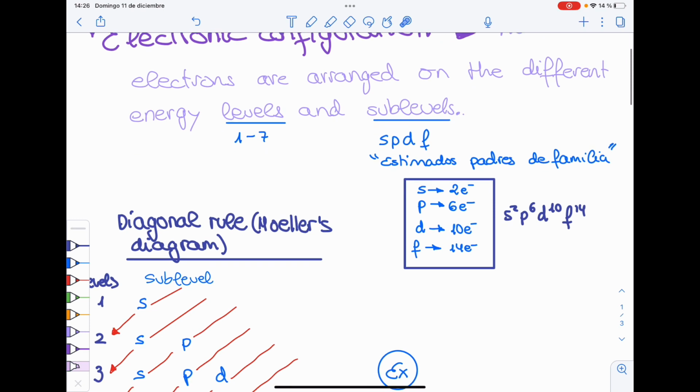And in each one of these sublevels we can put different electrons. So on the first sublevel, on sublevel S, we can put 2 electrons. On sublevel P we can put 6 electrons. On sublevel D we can put 10 electrons, and on sublevel F 14 electrons. And we always write it like this: S2, P6, D10, and F14.